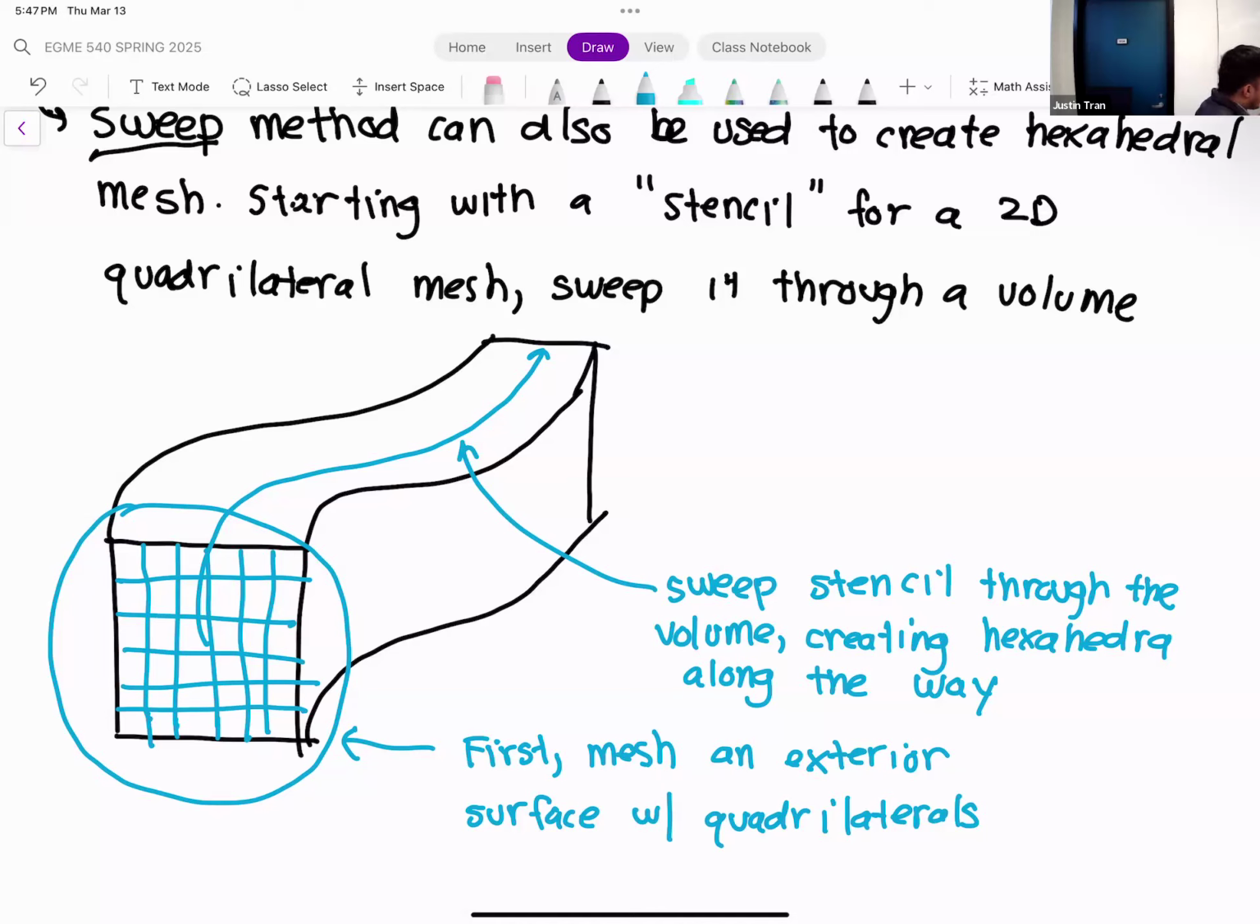And so it tries to maintain that same cross section. And that's the idea, is to develop a cross section for the hexahedron that is ideal. And then you try to maintain that cross section throughout, creating hexahedral elements along the way.